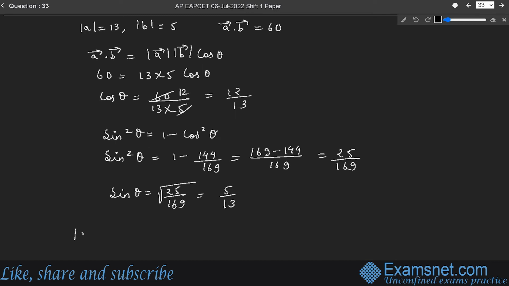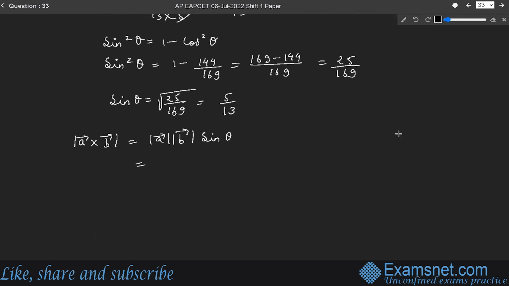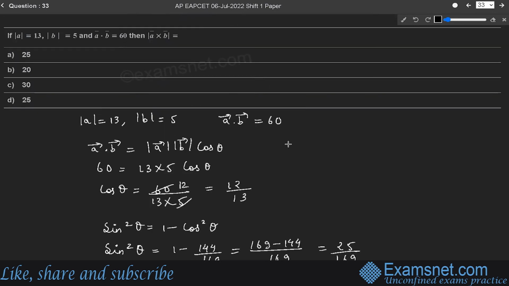Now we have to calculate modulus of A vector cross B vector. So this will be equal to modulus of A into modulus of B vector into sin theta. Now again putting the values, this will be 13 into 5 into 5 upon 13. 13 and 13 will be cancelled. 5 into 5 is 25. So we can say that the value of modulus of A vector cross B vector is 25. Hence, option number D is the correct option for this question.